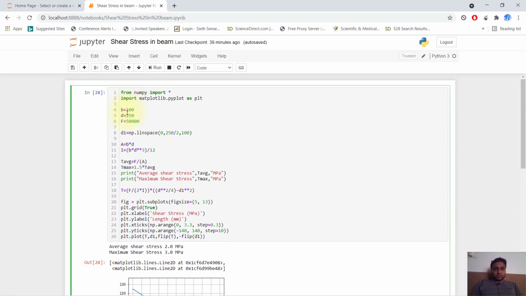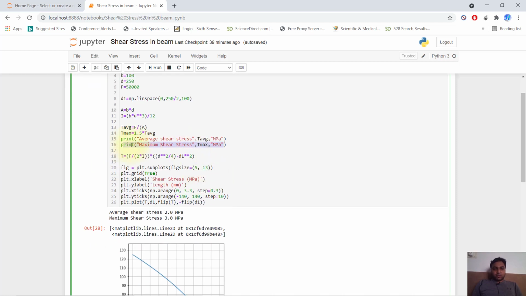A is simply B into D, and I is equal to B D cubed by 12. The average shear stress, tau, is F by A, and our tau max is equal to 1.5 times tau average. We will print our average shear stress and maximum shear stress. The syntax will be print, with inverted commas, maximum shear stress, then we will insert our value tau max, and the unit is simply MPa.